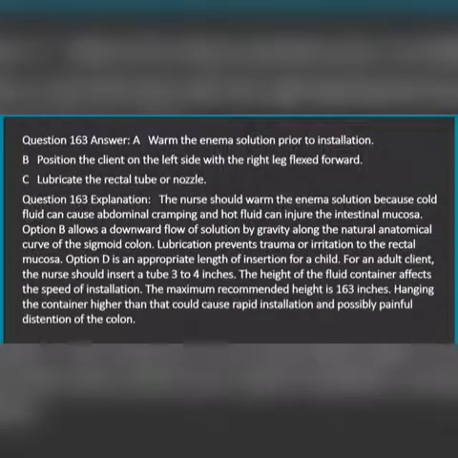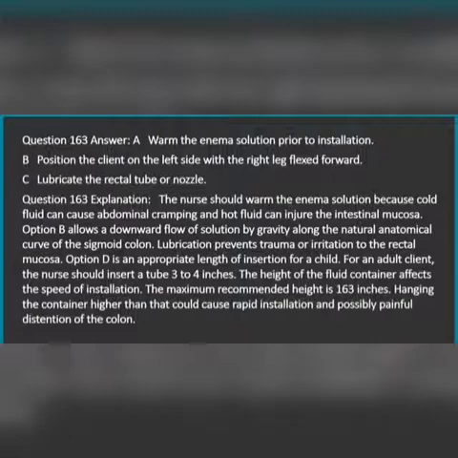Question 163. Answer: A. Warm the enema solution prior to instillation. B. Position the client on the left side with the right leg flexed forward. C. Lubricate the rectal tube or nozzle. Question 163. Explanation: The nurse should warm the enema solution because cold fluid can cause abdominal cramping and hot fluid can injure the intestinal mucosa.